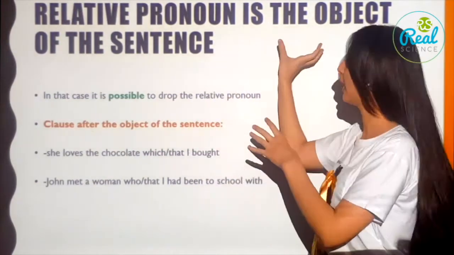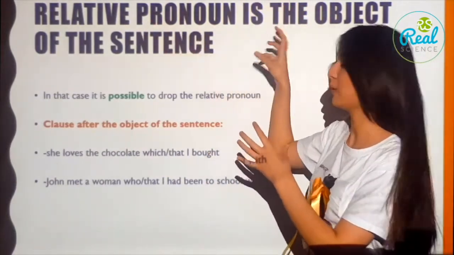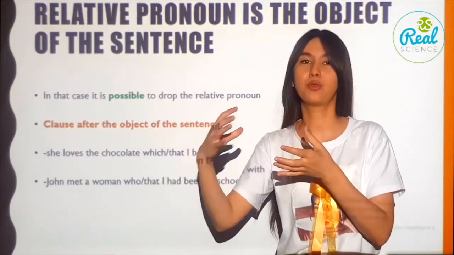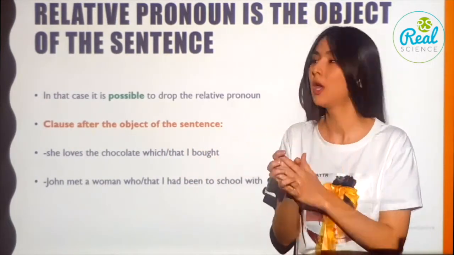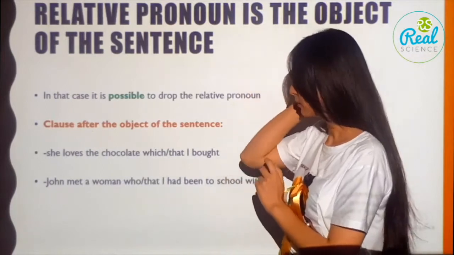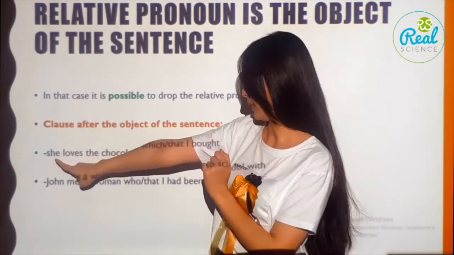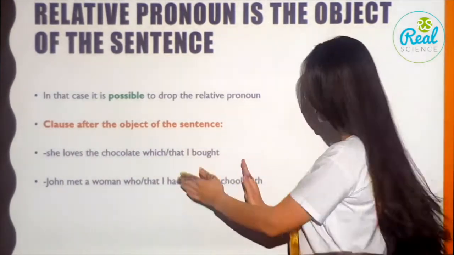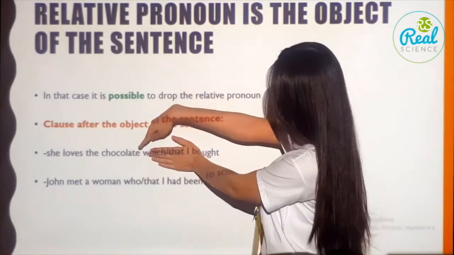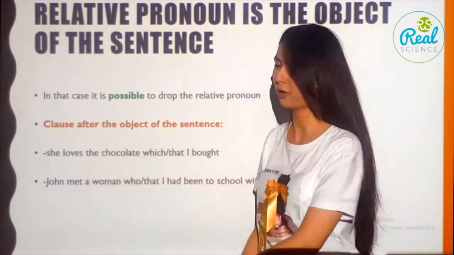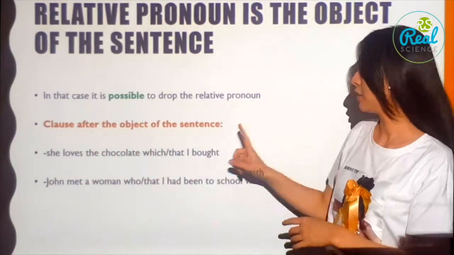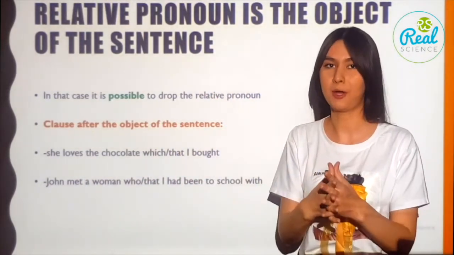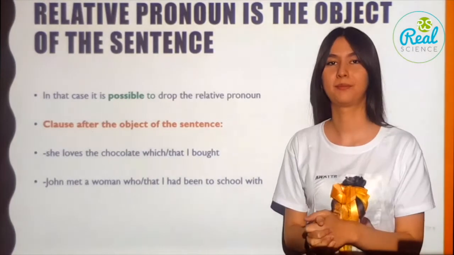So if your relative pronoun is the object of your sentence, the rest part of your sentence can be dropped. You can exclude it. For example, look at the example. She loves the chocolate, which, that I bought. Now, guys, you can exclude this part and the meaning doesn't change. Look, she loves the chocolate. That's all. Because here, the pronoun is the object of your sentence. That's why. Got it? Yes.